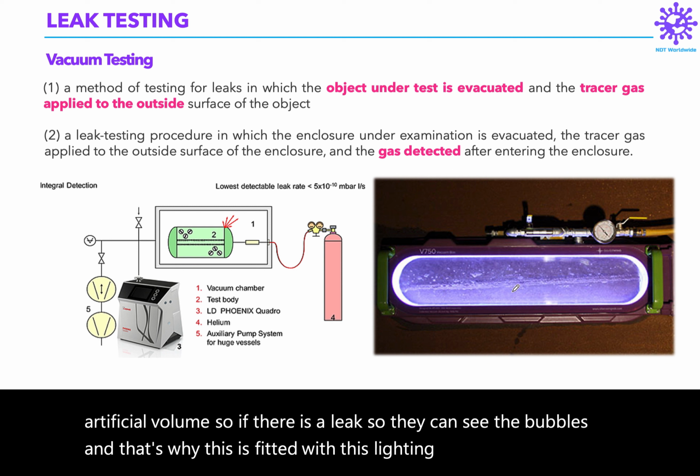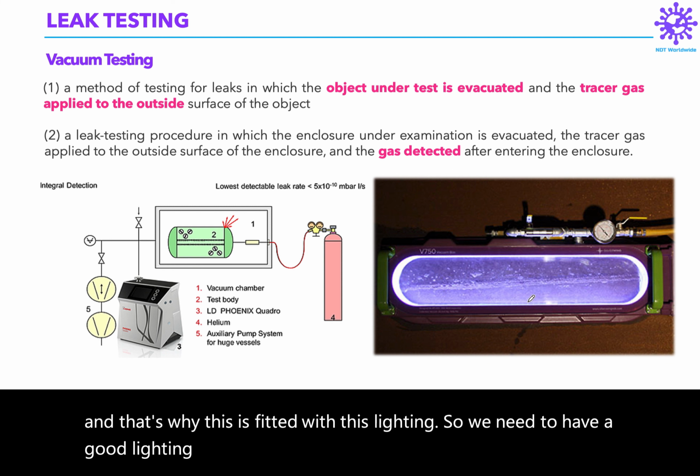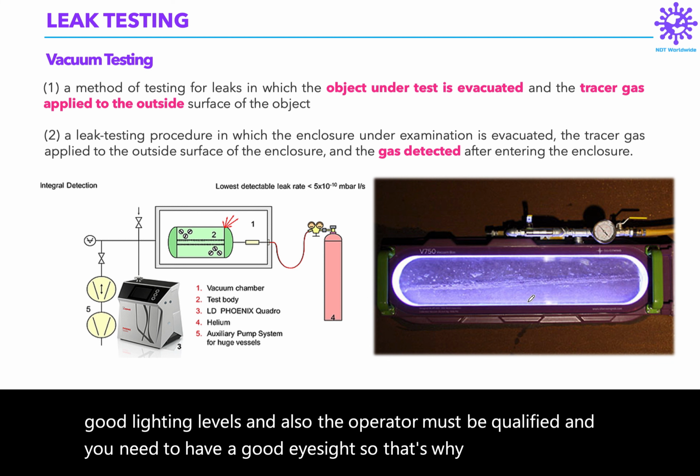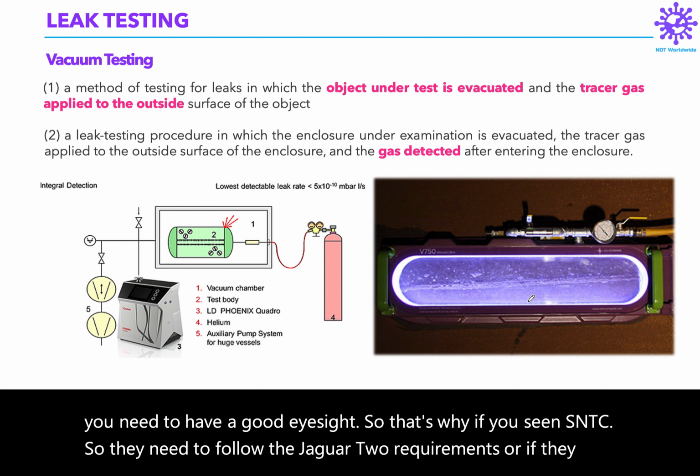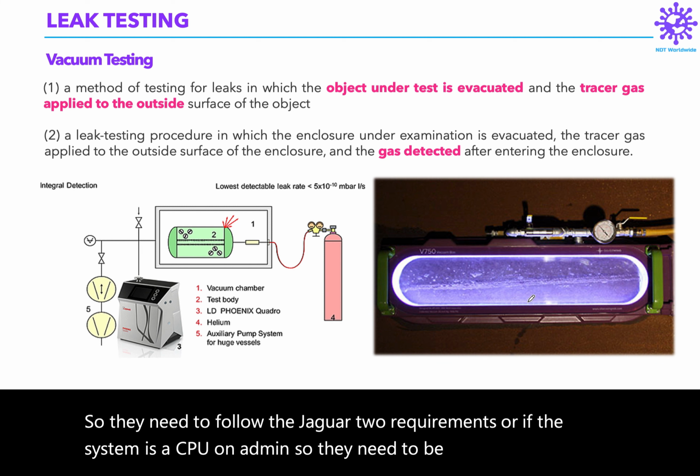That's why this is fitted with lighting. We need good lighting levels, and the operator must be qualified and have good eyesight. That's why in SNT-TC-1A they need to follow the Jaeger 2 requirements, or if the system is CP-189, they need to be tested for Jaeger 1.